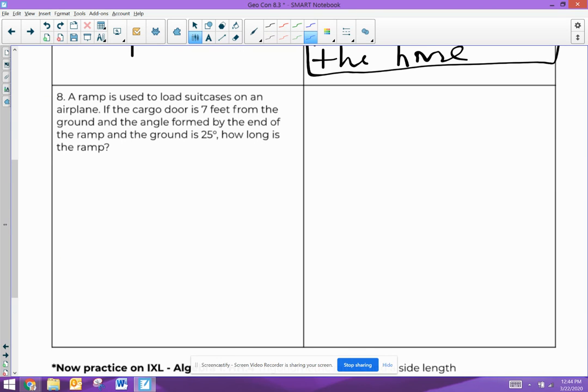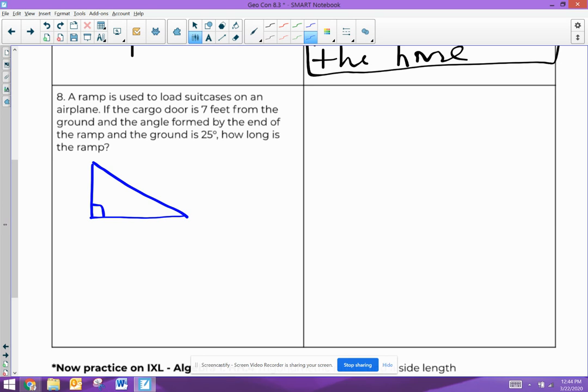A ramp is used to load suitcases on an airplane. If the cargo door is 7 feet from the ground and the angle formed by the end of the ramp and the ground is 25 degrees, how long is the ramp? Okay, well, we know these are all right triangles. So you just cut the nonsense and just draw a right triangle.